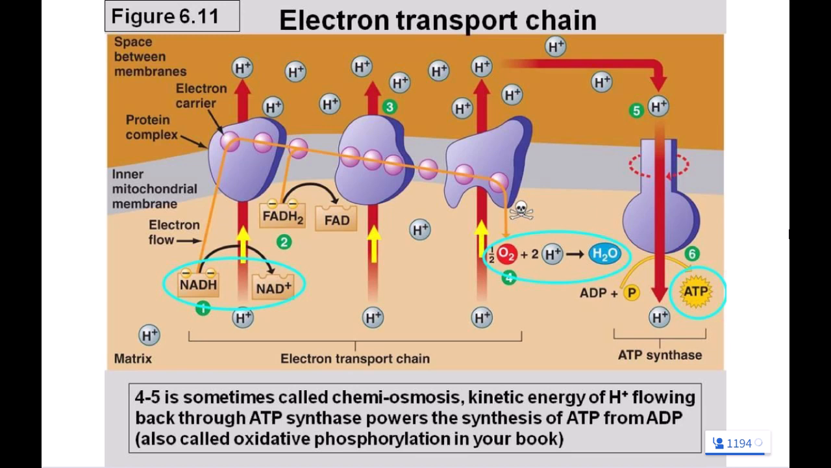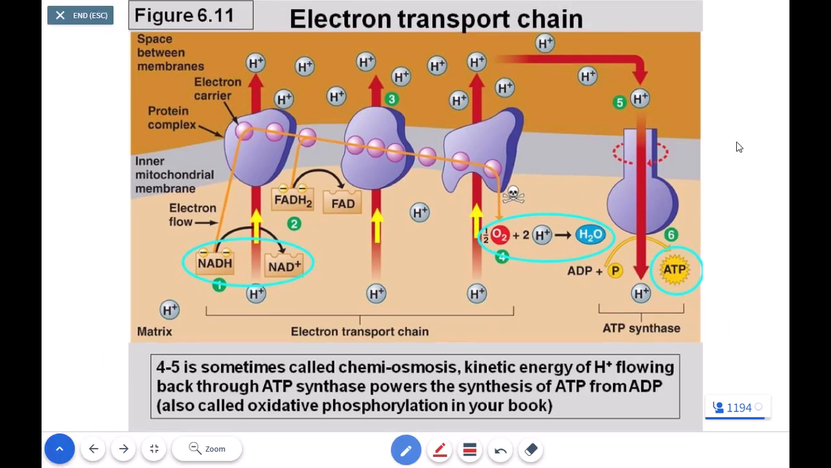So, I do not want you to memorize the proteins. I don't want you to memorize the individual cofactors, which is why I really like this diagram, because it's pretty generic. We have a NAD right here and a FAD dropping off an electron. The electrons bounce between the three proteins.